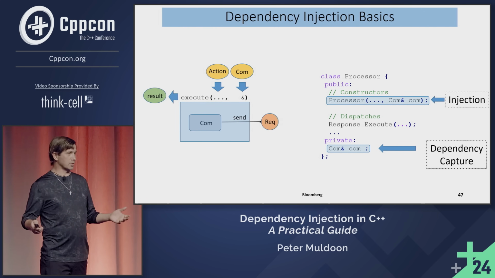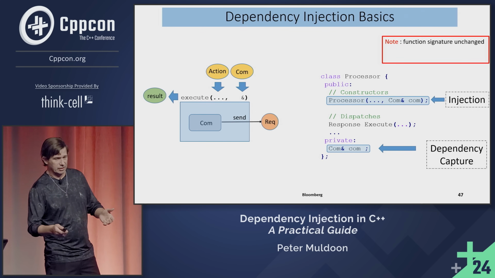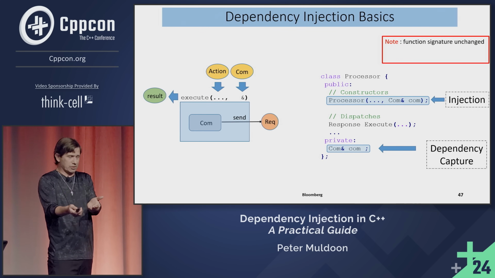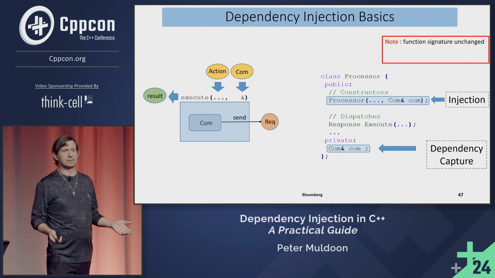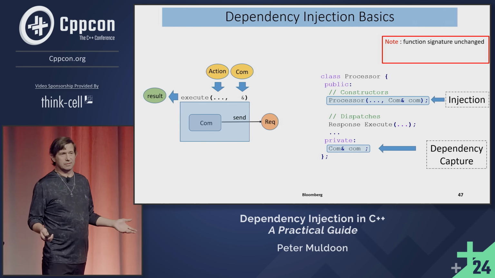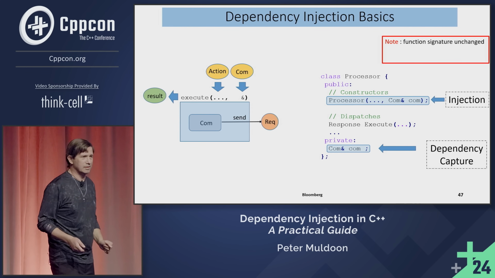So this is great, but the function signature is unchanged. And look at the execute. The function hasn't changed, so it's great. We don't break code. But what have we done?